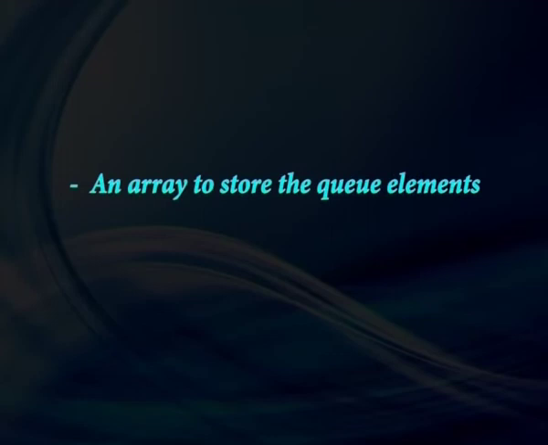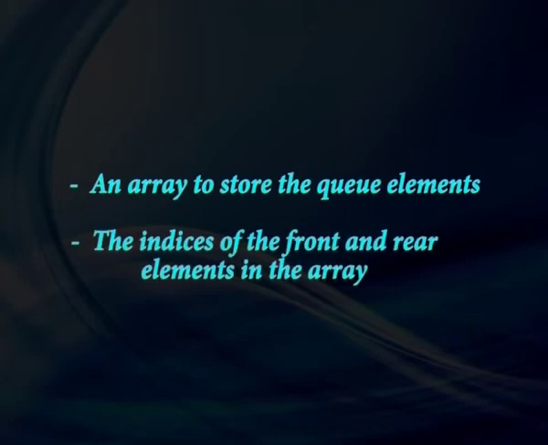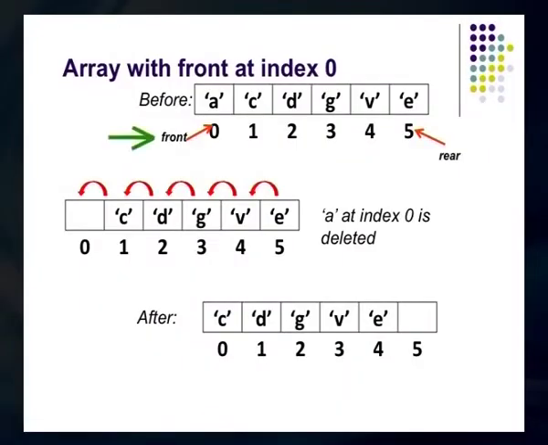The complete implementation needs to maintain two pieces of information. First is an array to store the queue elements. Secondly, the indices of the front and rear elements in the array. Queues can be implemented using arrays by three schemes. In the first scheme, the value of front is fixed at index 0.